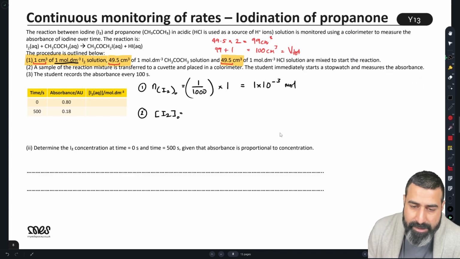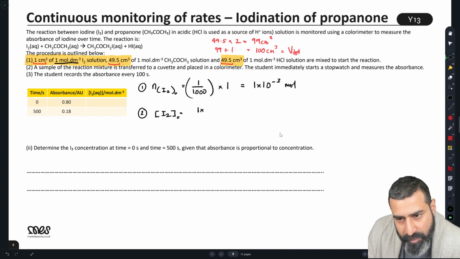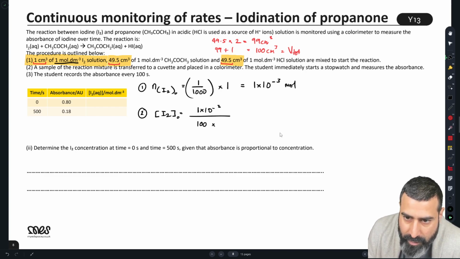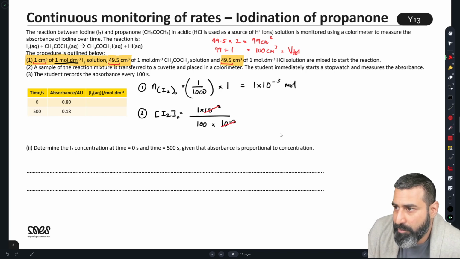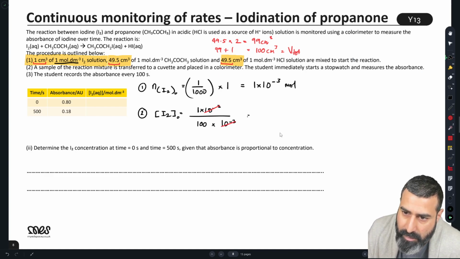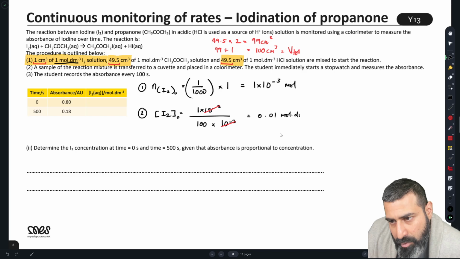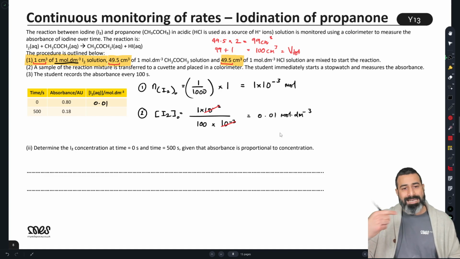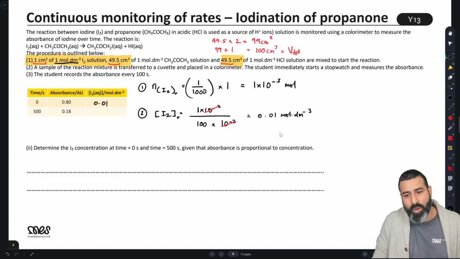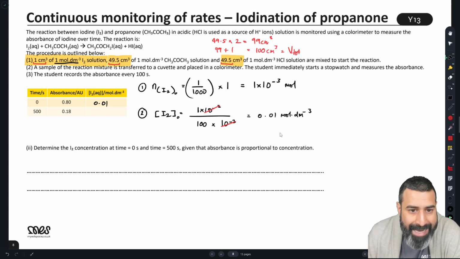Then the concentration is equal to the number of moles, which is 1 times 10 to the minus 3, over the total volume, which is 100 times 10 to the minus 3 if we get it into dm³. Just cancel these out. So this is 1 over 100, so this is 0.01 moles per decimeter cubed.